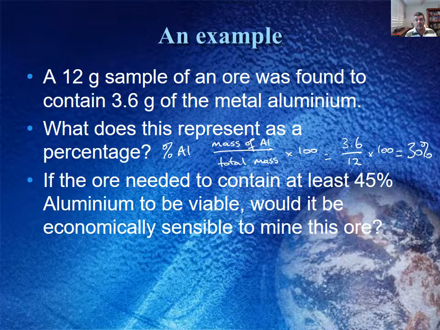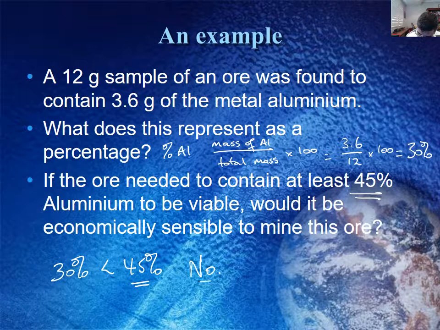Now, our next question is, if the ore needed to contain at least 45% aluminium to be viable, would this be an economically sensible decision to mine this particular ore? And of course, in this case, 30% is less than 45%, so you would not be getting as much as you need to. So of course, our answer in this case is no, it would not be sensible to do this. And that's one of the uses, anyway, of gravimetric analysis.